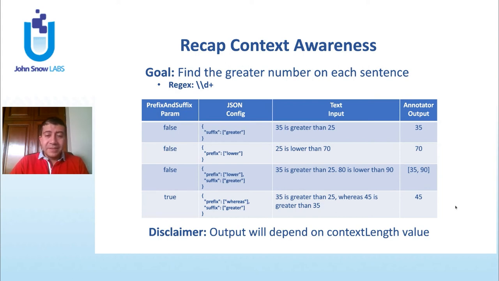Before going on to the next slide, a quick disclaimer that the output will also depend on the value of context length. If we have a small value defined here, let's say 2, the output will be empty string for all of these examples. So remember that we need to define a variable distance to find the match we expect.